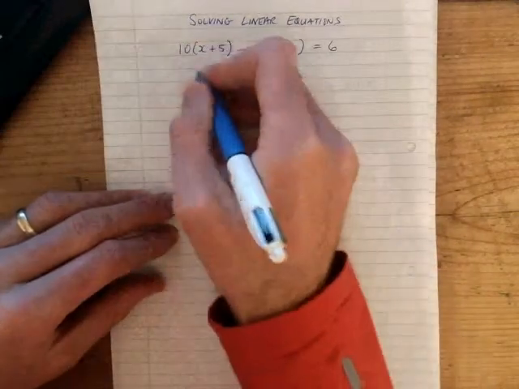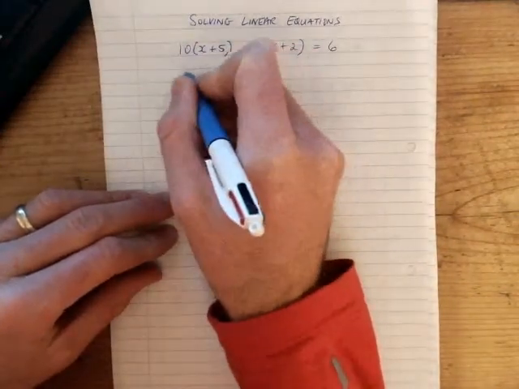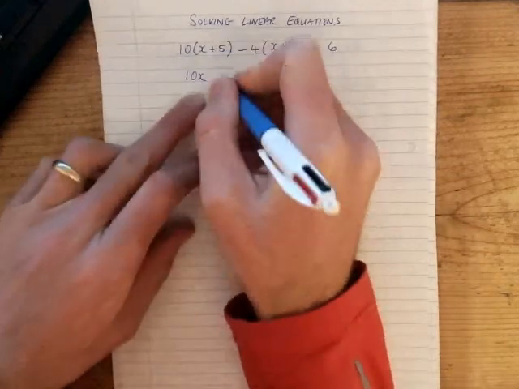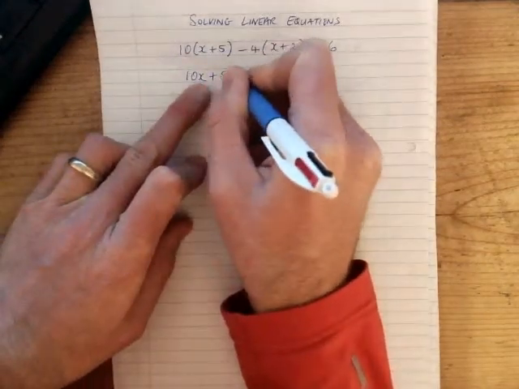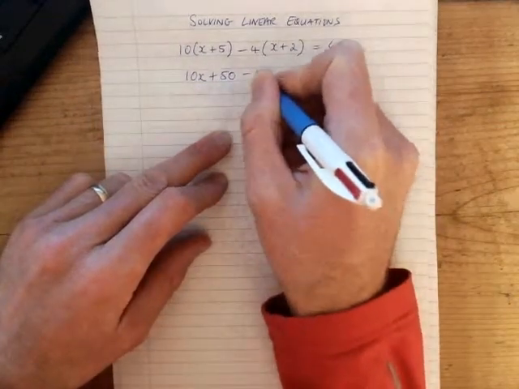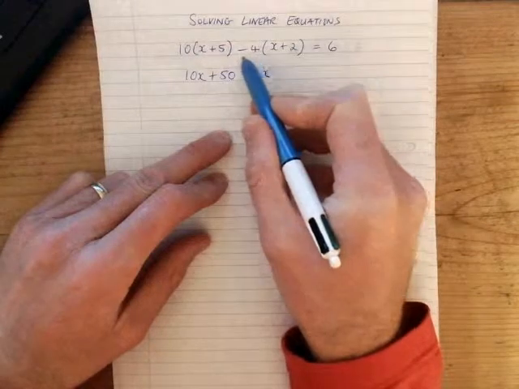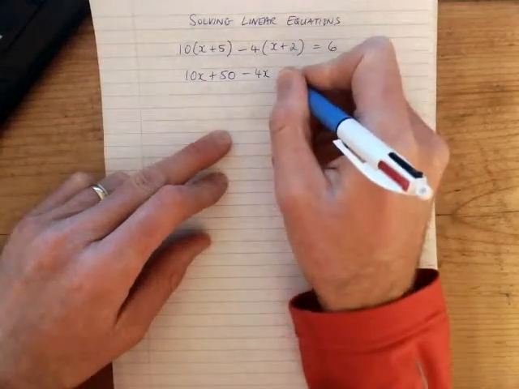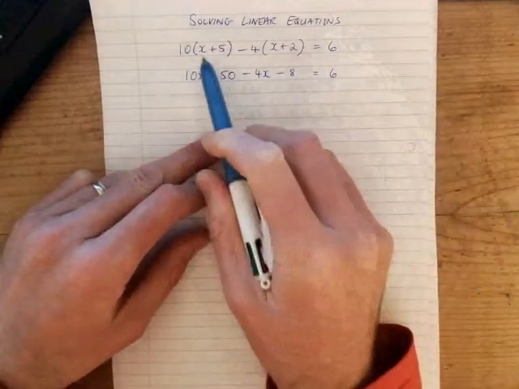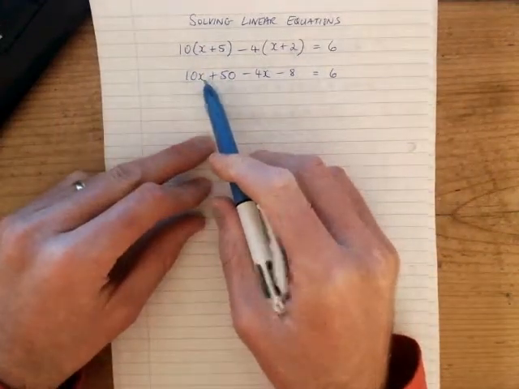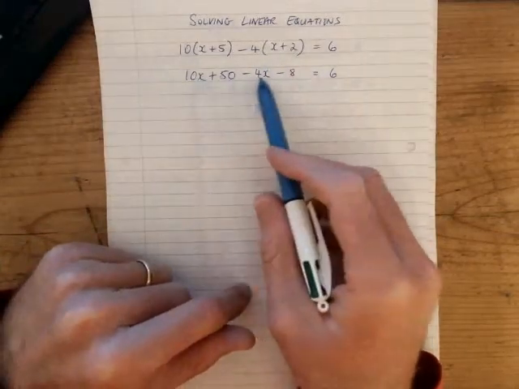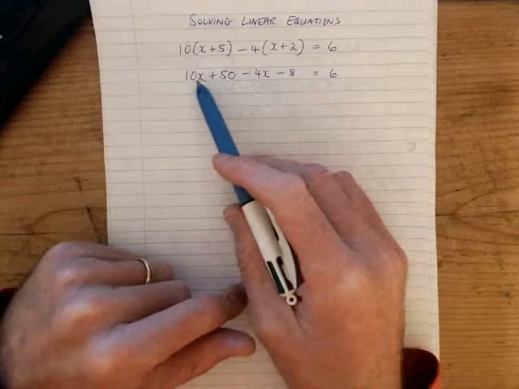So you multiply 10 by x, which is 10x, 10 multiplied by plus 5, which is plus 50. We have minus 4 by x, which is minus 4x, and we have minus 4 by plus 2, which is minus 8, equals 6. So we've released the x's from their bracket prison, if you like, and then we're going to try and bring like terms together.